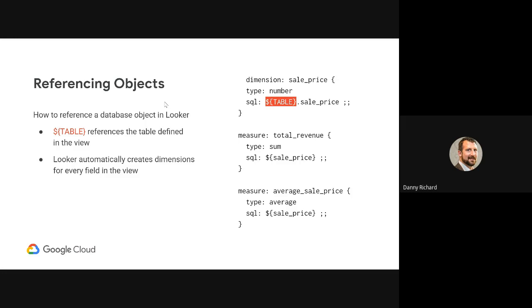You may have already noticed that each of our auto-generated dimensions has a SQL parameter containing the word table in purple with a dollar sign and curly braces. The dollar sign and curly braces are Looker's substitution syntax. In other words, they designate variables or object references. Table references the table mentioned in the SQL table name parameter in the view file. This lets Looker know which database table to use when pulling the dimensions and measures.